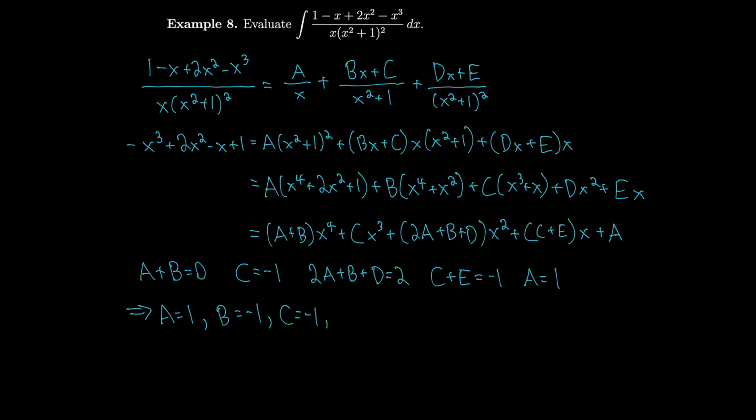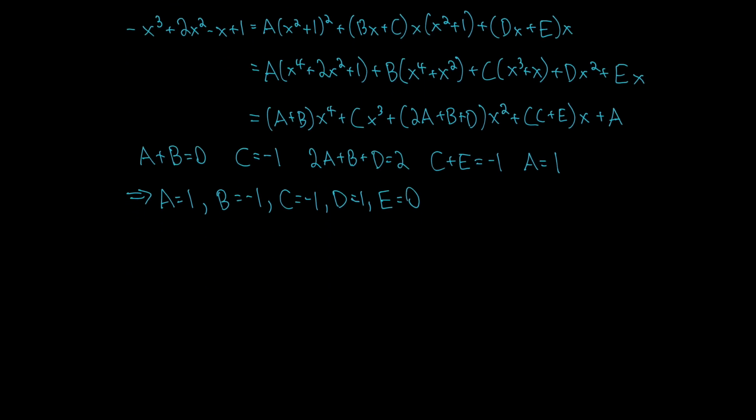So to figure out what d is, we can use this equation, because we know what a and b are, to see that d is equal to 1. And since we know what c is, this equation tells us that e is 0. So we can rewrite our integral now.